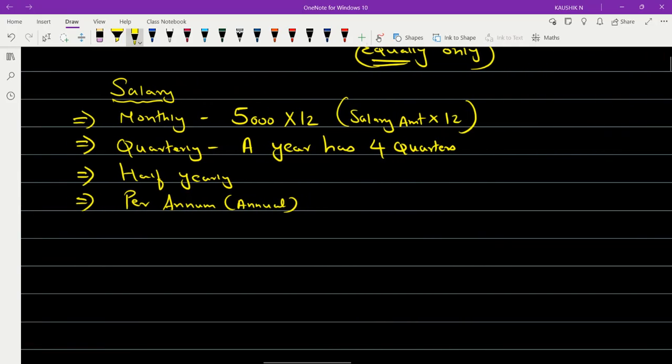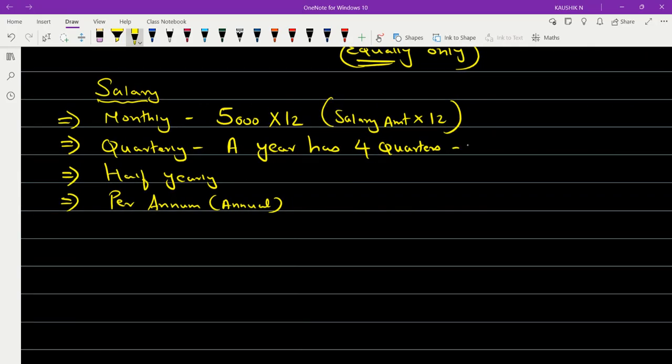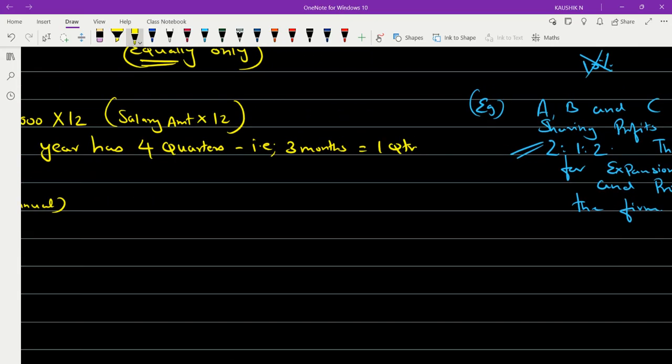ஒரு வருஷத்துல 4 quarter இருக்கு. How come, sir? That is 3 months is equal to 1 quarter. So 4 into 3 is 12. So that means there will be 4 quarters.